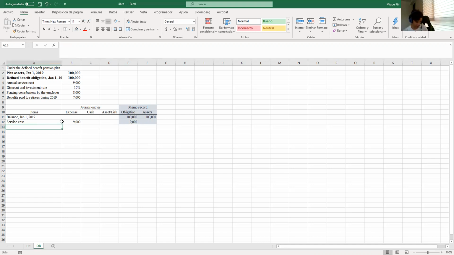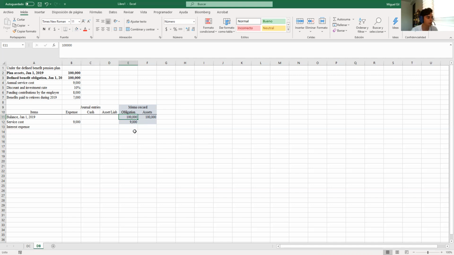The next thing that I need to report is the interest expense. And I will explain to you how I calculate that. The reasoning behind the interest expense is that this obligation grows every year. It reflects the value of money in time. So it's not static. It's not 100,000 pesos forever. This 100,000 pesos needs to become refreshed every year.